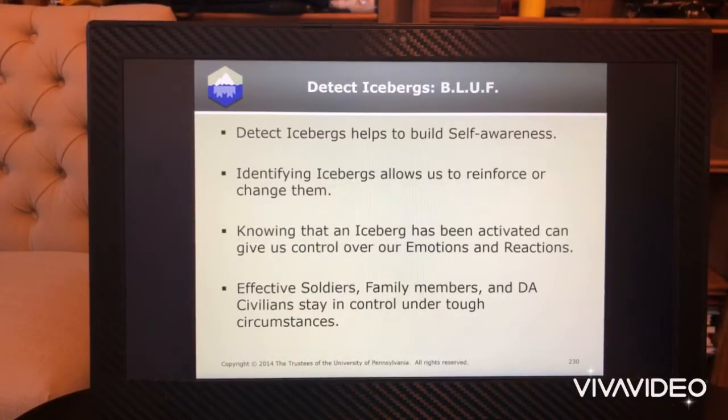The primary competency that we're using this skill to build is self-awareness. By learning how to detect our icebergs, we can change them if they're causing counterproductive emotions or reactions, or reinforce them if they're producing positive emotions or reactions. The ultimate goal for this skill is to build your awareness to icebergs so that you have more control over your emotions and reactions when an iceberg has been activated.